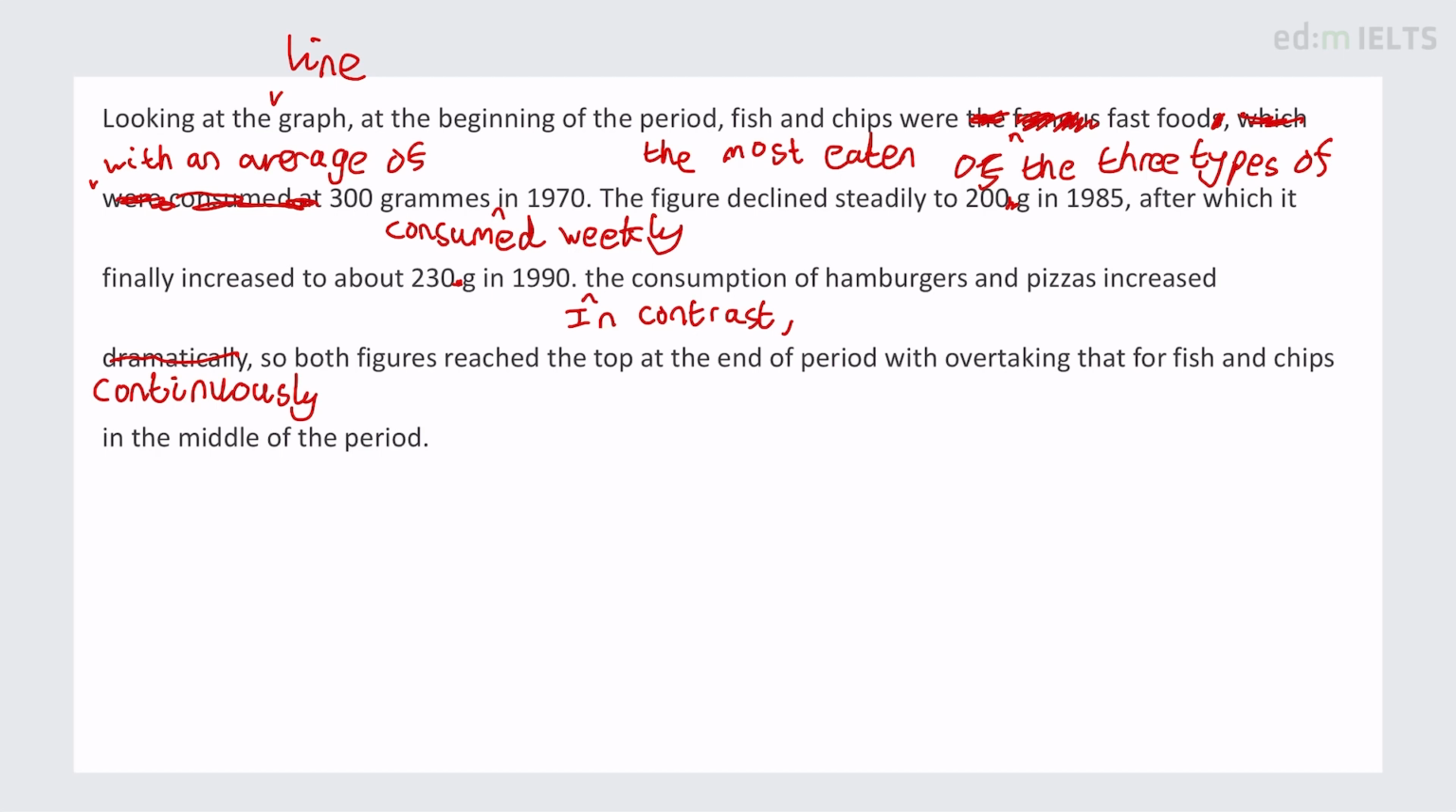Speaking of which, I don't like this "reach the top." Some people say "reach the peak." But when you say "reach the peak," peak is like the highest point, like the top of a mountain.